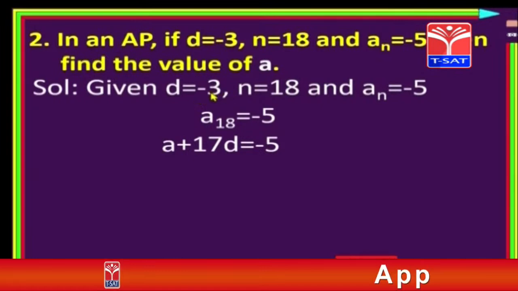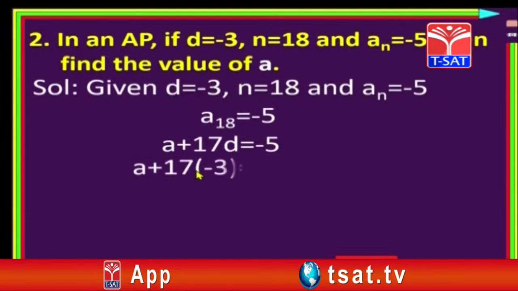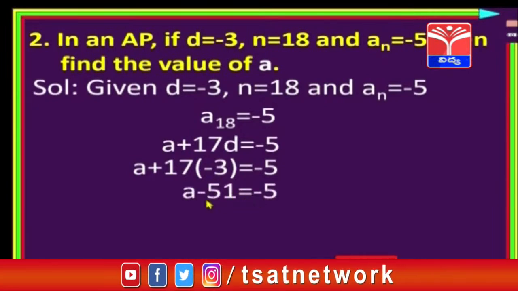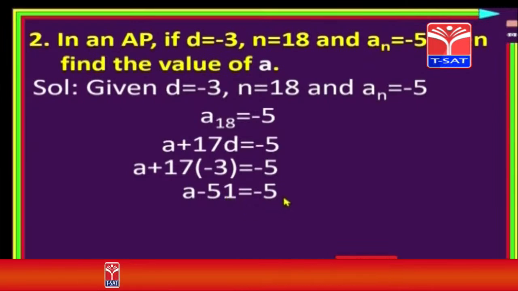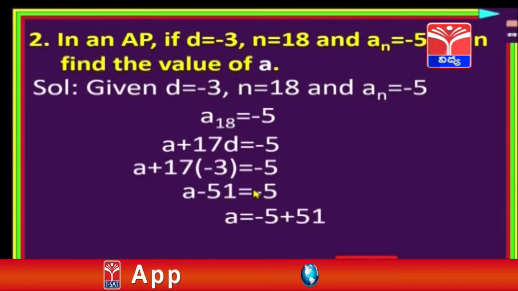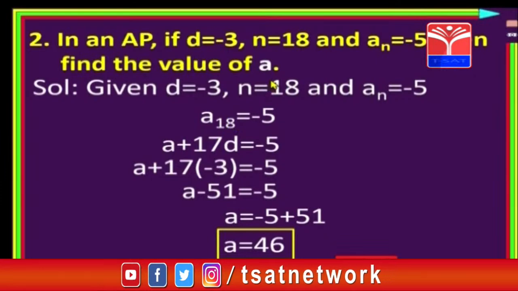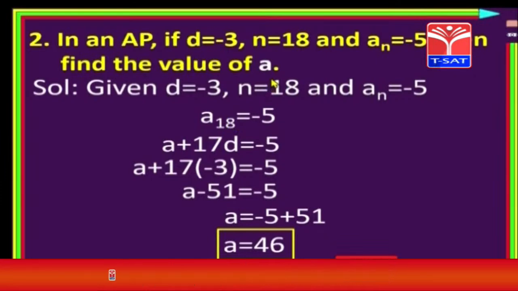So here we have the d value, substitute in this equation, then we will get a plus 17 into minus 3, which is equal to minus 5. What is 17 into minus 3? Minus 51. So a minus 51 is equal to minus 5. Bring minus 51 to the right hand side, we will get a is equal to minus 5 plus 51. So 51 minus 5 is 46. Therefore the value of a is 46. So by using the nth term formula we can find the value of a. Next, see one more example.